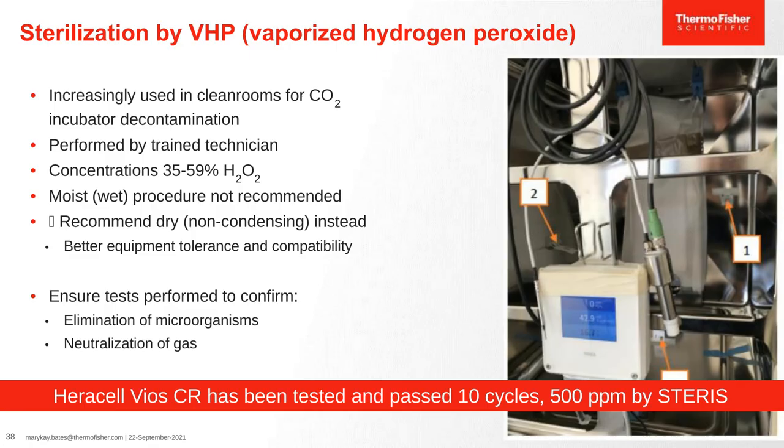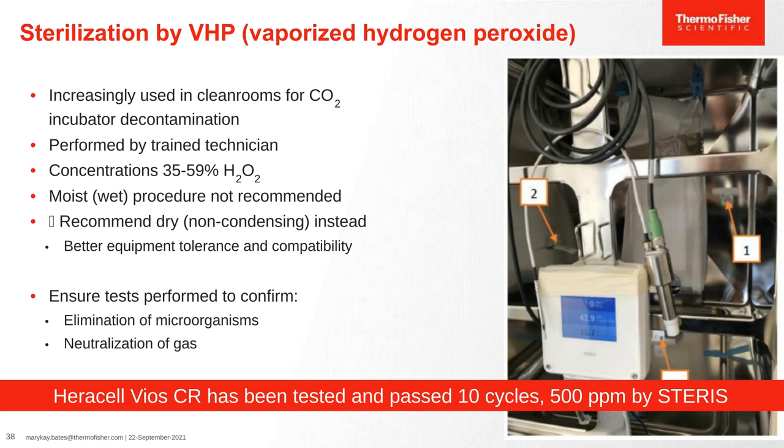Now, many of you are using sterilization by vaporized hydrogen peroxide in your clean room, and we're seeing that a lot. So we wanted to make sure that our incubator was compatible with these processes. I will say that a lot of companies are offering VHP now, and not all of them are the same. Some of them are using chemicals in addition to hydrogen peroxide, such as peracetic acid, and those additional chemicals can exacerbate pitting and corrosion by the chemical.